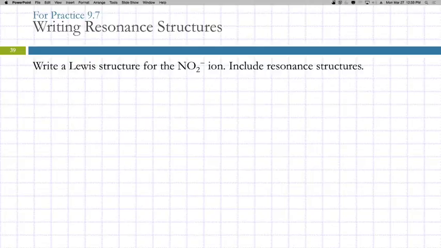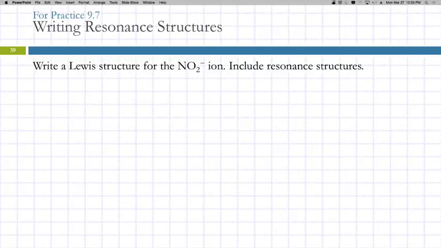So we'll encounter problems like this. Write a Lewis structure for the NO2 minus ion. That's the nitrite ion. Include resonance structures. So the first thing you do is just draw a Lewis structure. Forget about the resonance until after you've gotten a good Lewis structure.